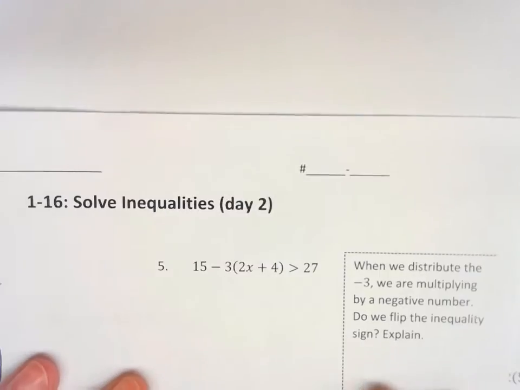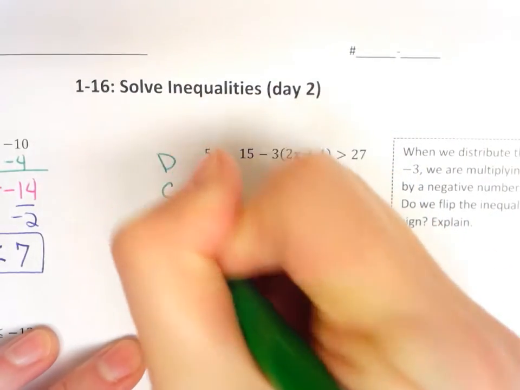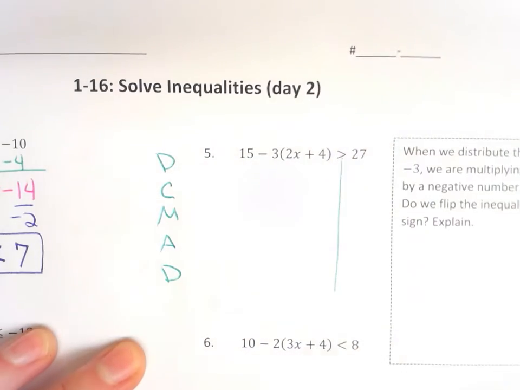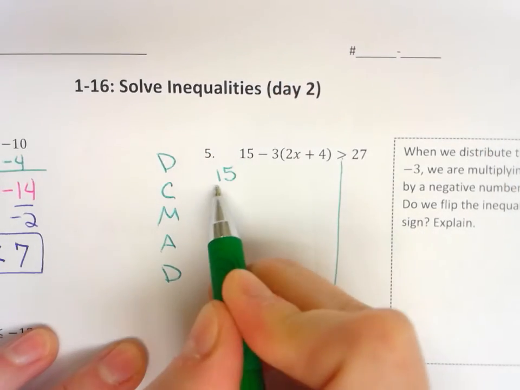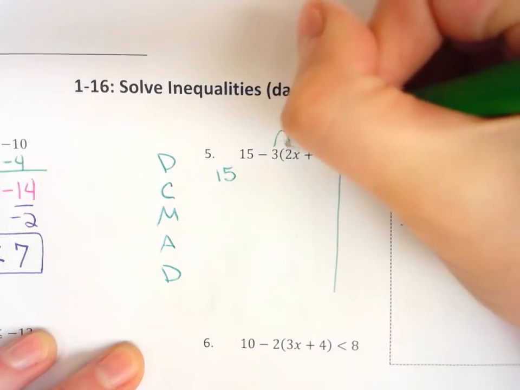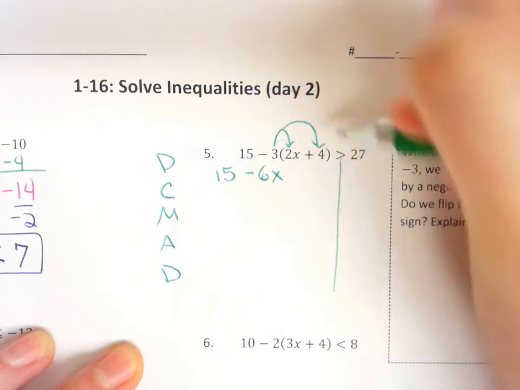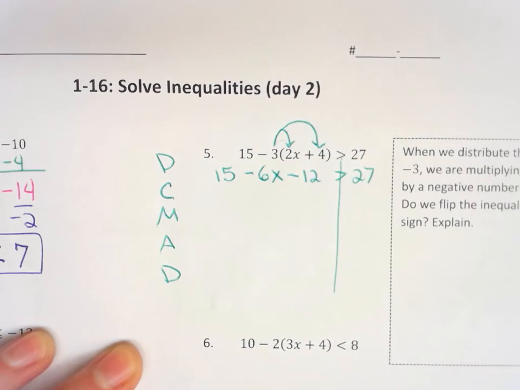All right, go up to number 5. So this problem, I see some parentheses in here, and if you need this, the "Don't call me after dark," you can still always use that. The first D stands for distribute, so I'm going to multiply. I've got 15. That's not touching the parentheses, so it moves down. -3 times 2x is -6x, and -3 times +4 is -12. Everything else just stays like it is.